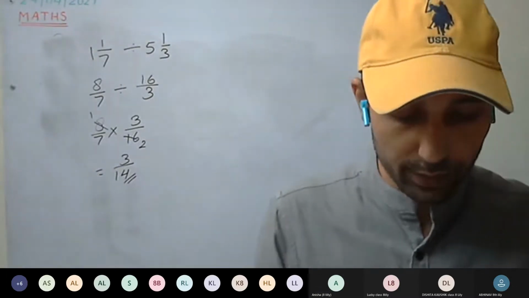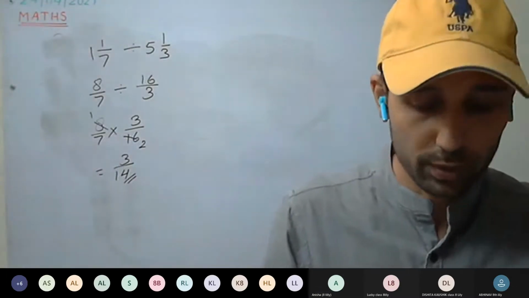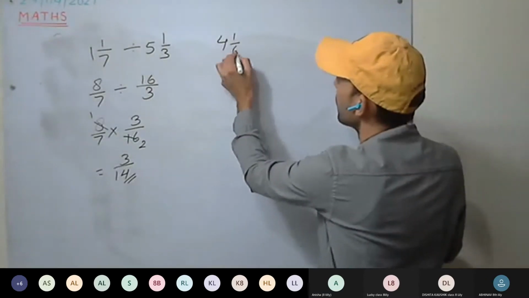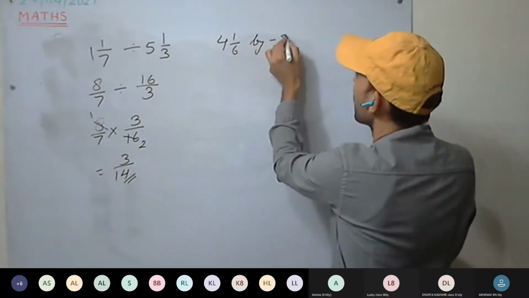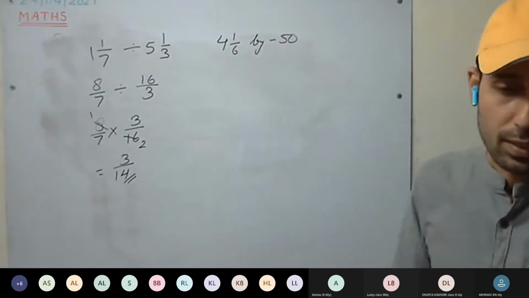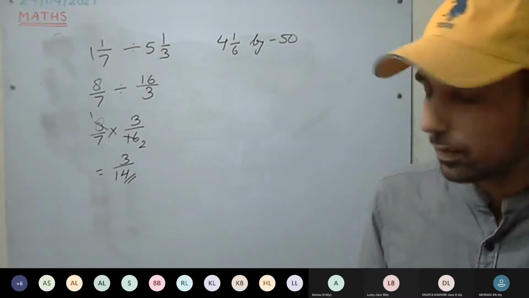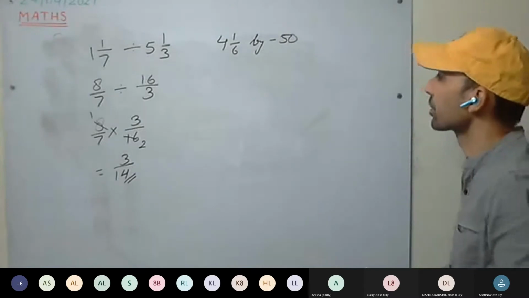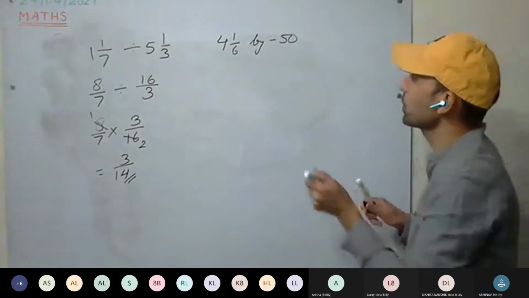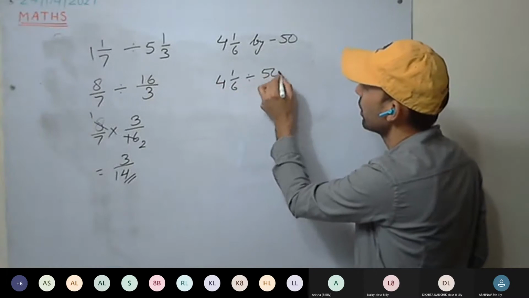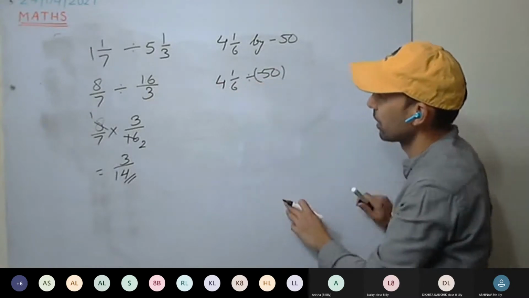You have 1 minute to do. Second one. Everyone do in your notebook. 4 1 by 6 divided by minus 50. So it will be written 4 1 by 6 divided by minus 50.